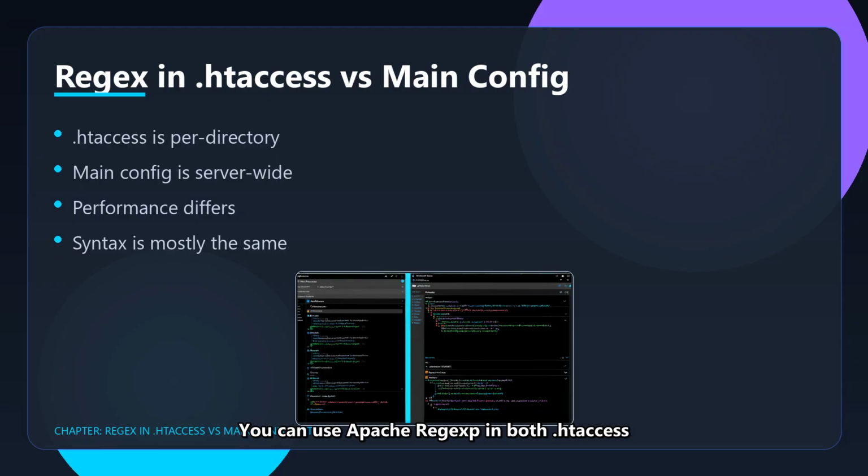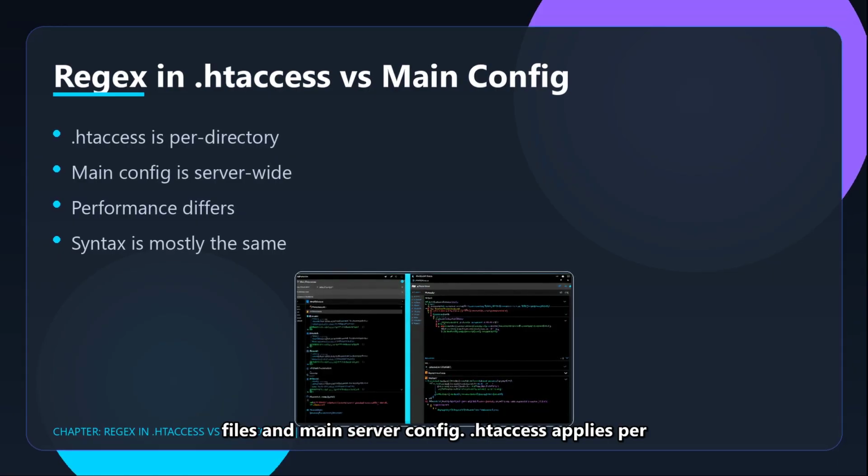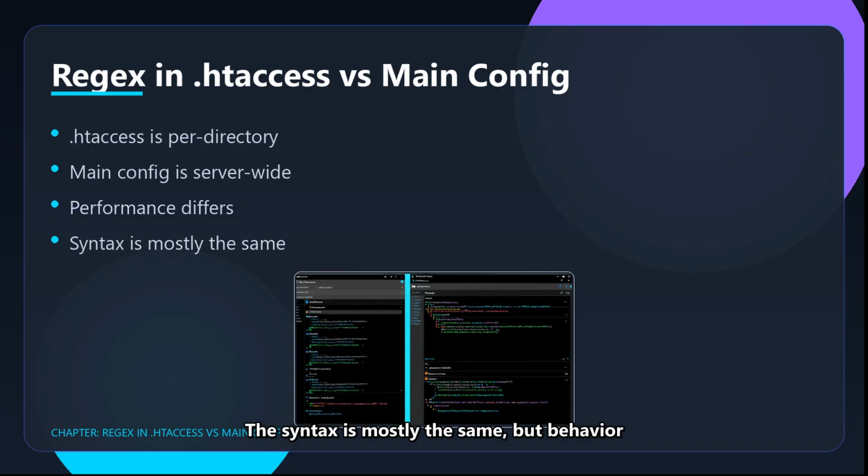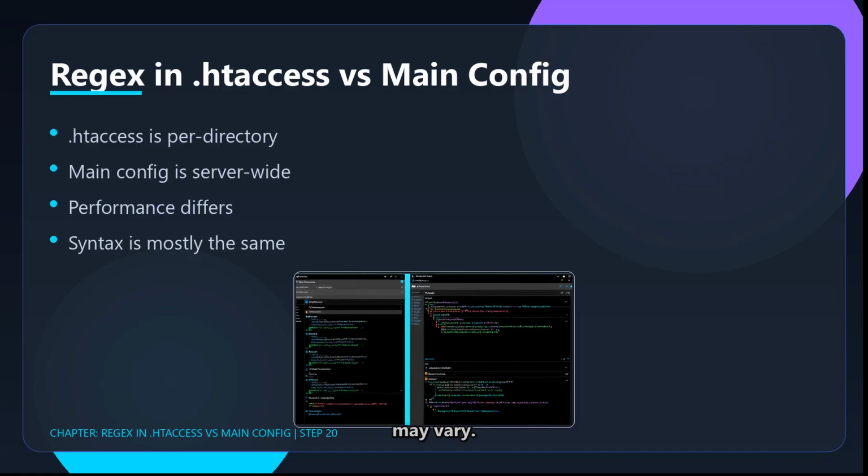You can use Apache Regexp in both htaccess files and main server config. htaccess applies per directory and is slower due to repeated parsing, while main config is server-wide and more performant. The syntax is mostly the same, but behavior may vary.